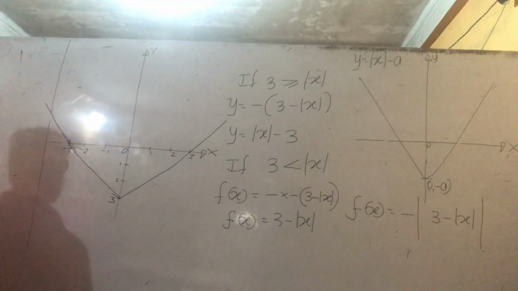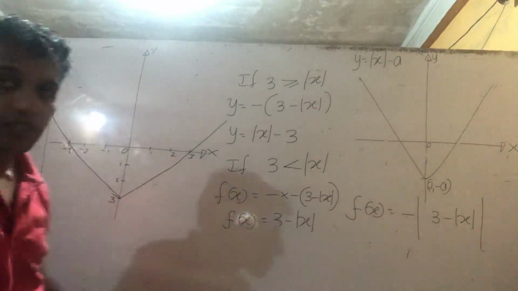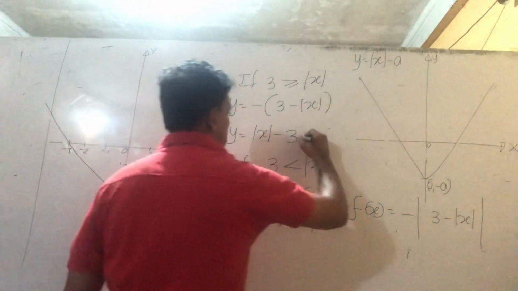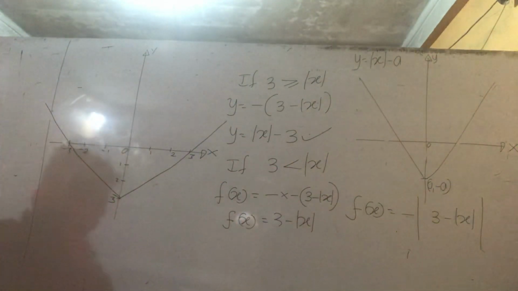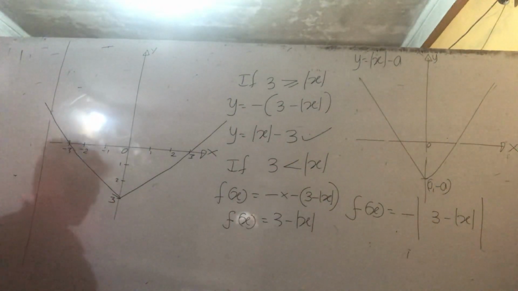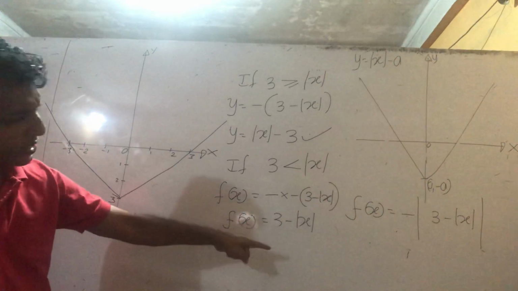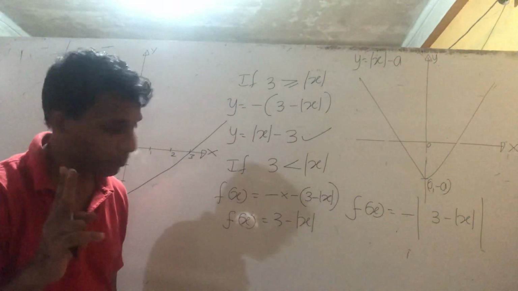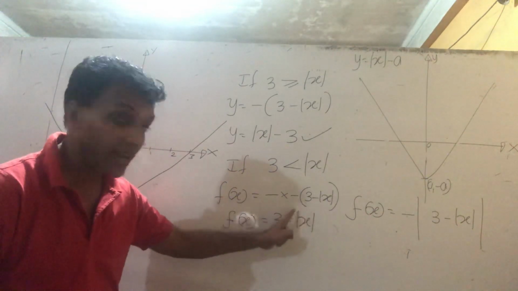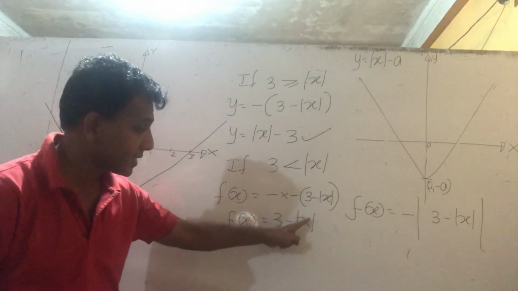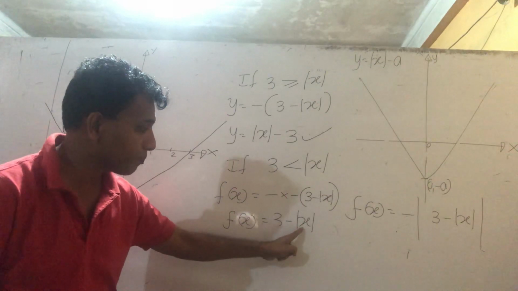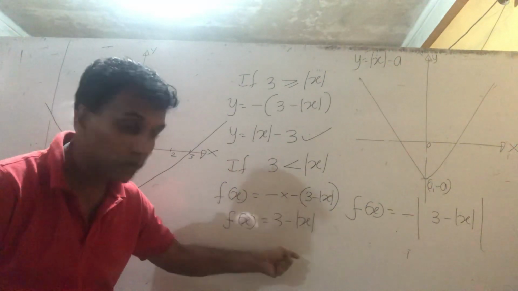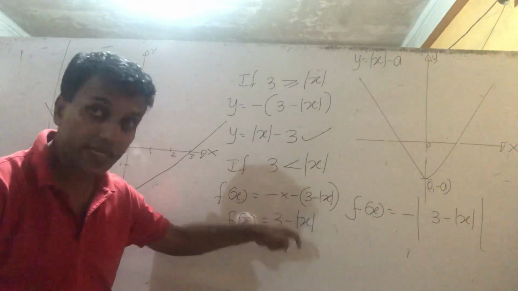The intersection points are in the first graph. That's the first graph as I mentioned from there. This part is okay, 2 parts. And the other graph, 3 minus modulus x, also has 2 parts. Every mod graph usually has 2 parts. So if x is greater than or equal to 0, that is y equals 3 minus x. If x is negative, it becomes 3 plus x.